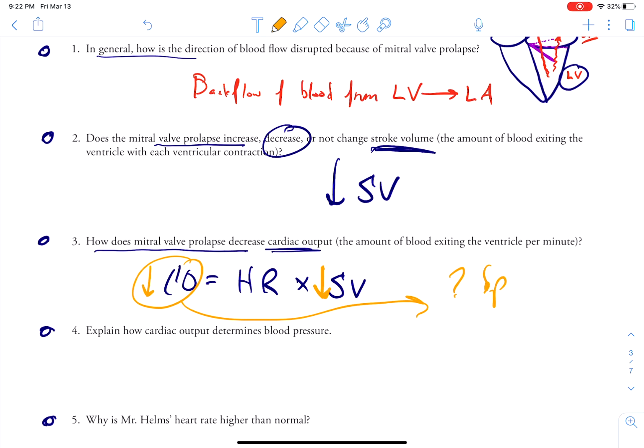If you have less blood moving from the heart into the arteries, what's that going to do to the blood pressure in the arteries? You're going to get a decrease in blood pressure, okay, because you don't have as much blood moving from the heart into those arteries. Less volume of blood means less pressure on the walls of the artery, which means lower blood pressure.